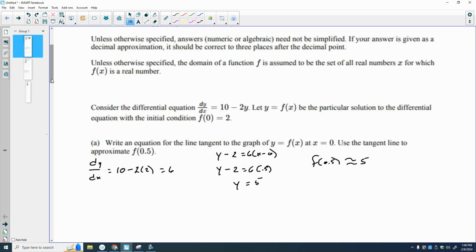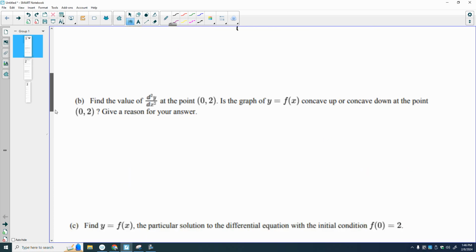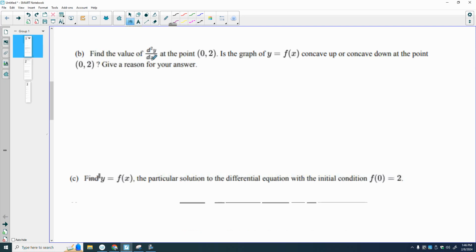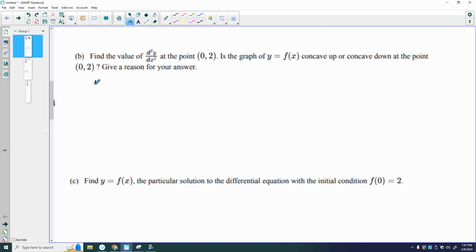Find your slope using the derivative, and they'll usually give you the point, and then you just plug it in. Part B, find the second derivative. My first derivative was dy/dx equals 10 minus 2y. I'm going to take the derivative and decide if it's concave up or concave down at the point (0, 2).